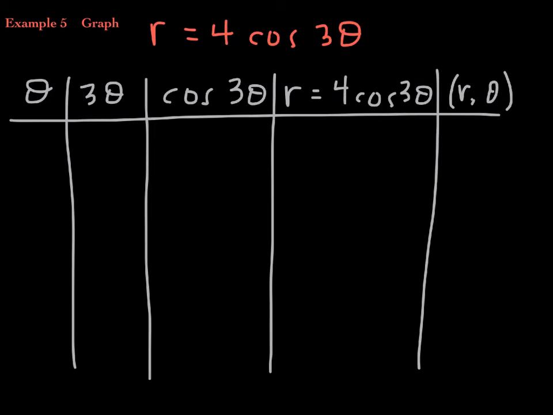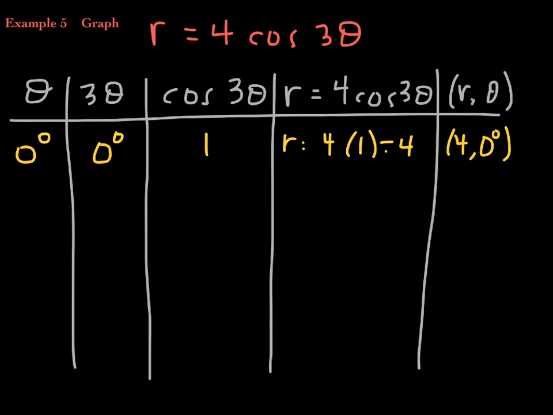Now, I want to be smart about what I plug in, because whatever you plug in for theta will end up being tripled, right? 3 times theta. So if I start with 0 degrees, then 3 times 0 degrees would still be 0 degrees, and cosine of 0 degrees is 1. So therefore, r would be equal to 4 times 1, which is 4. So then the polar coordinates would be 4, 0 degrees.